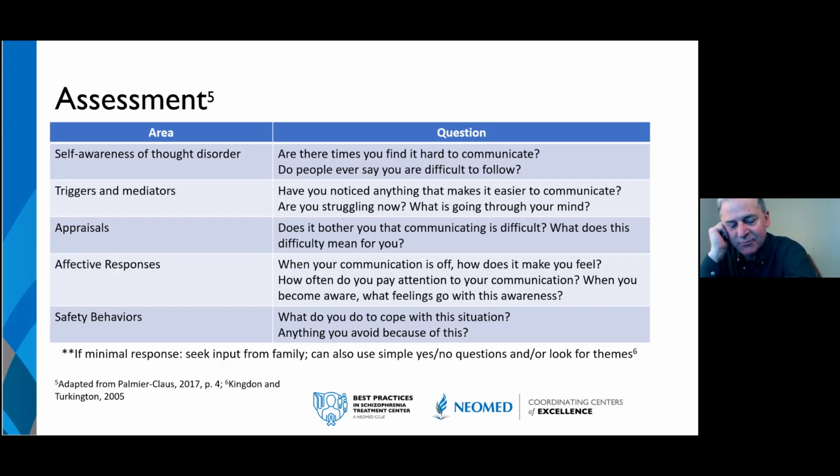Try to make your questions more simple, like yes, no kind of questions, to get at information a little bit more, and looking for just general themes. And then the other piece too is often to seek input from family. What have they been able to grasp and understand based upon how the person is communicating, what themes have they picked up on, or what strategies have they found, or times of the day, or whatever it may be, that helps the individual communicate a little bit better.